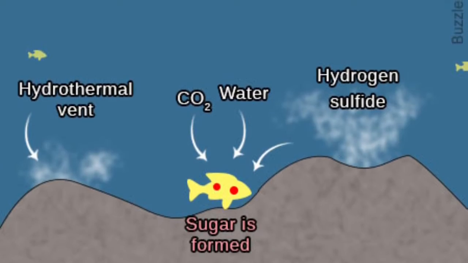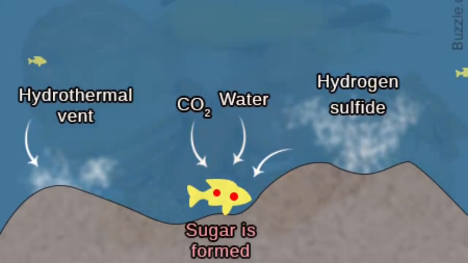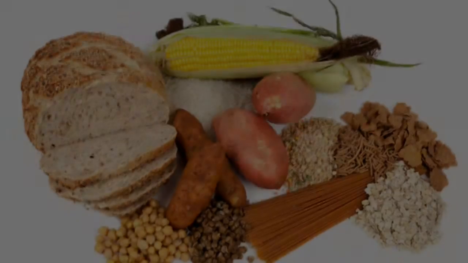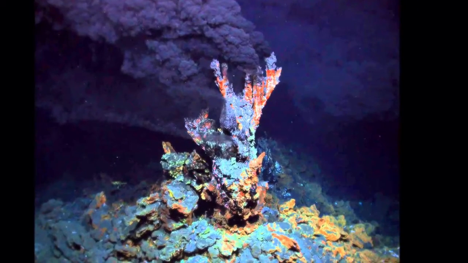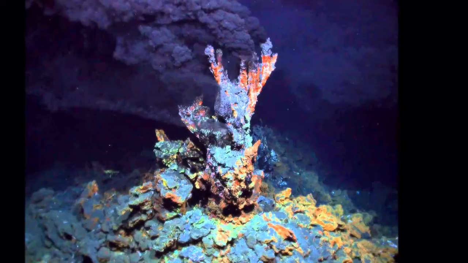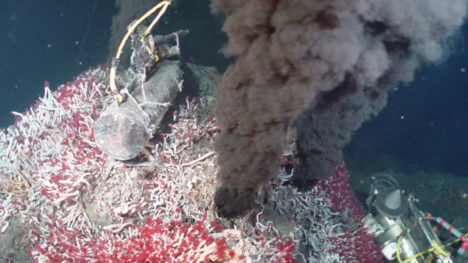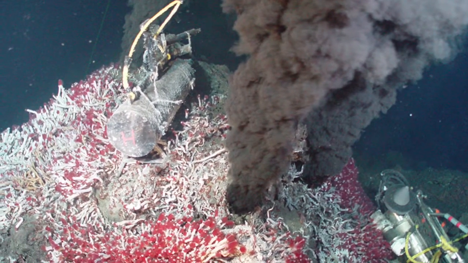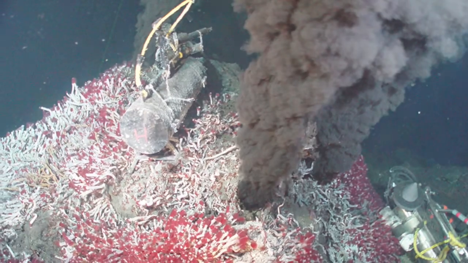Chemosynthesis is a process in which chemical energy is used to produce carbohydrates. Chemosynthetic organisms are found in the deepest, darkest ocean. Some chemosynthetic bacteria live in harsh environments such as deep sea volcanic vents or hot springs.